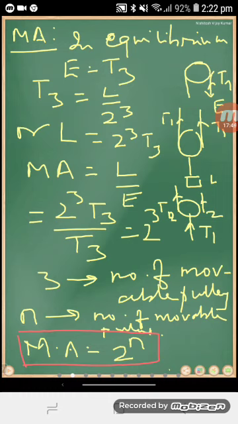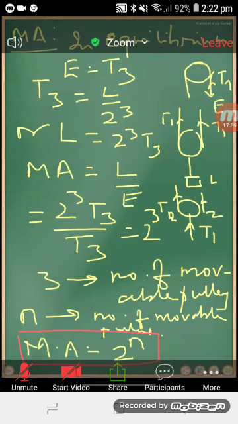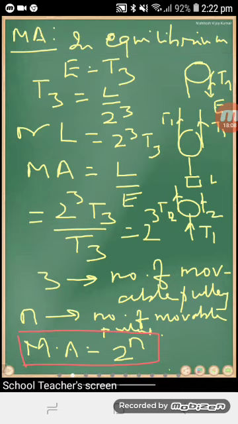I hope this is clear to all of you. The basic concept is the same. Movable pulleys we have already studied. In case of the movable pulley, the load is going to be balanced by the two tensions, or the load is divided into two tensions. Okay, so is there any question up till here?